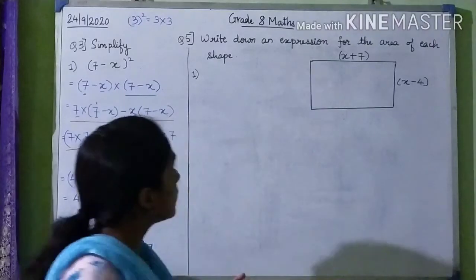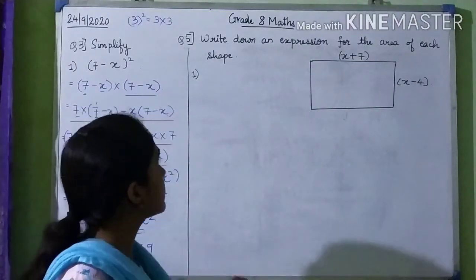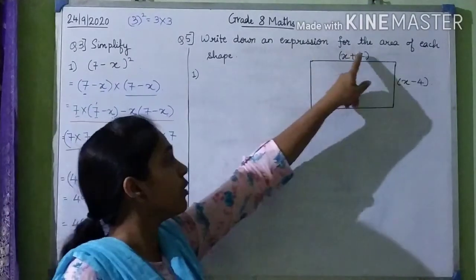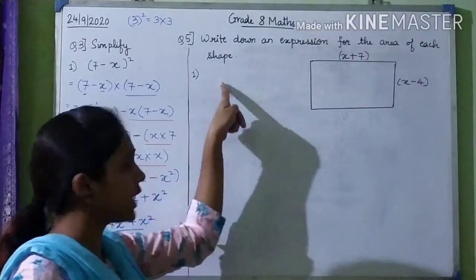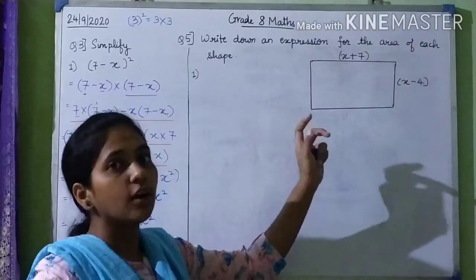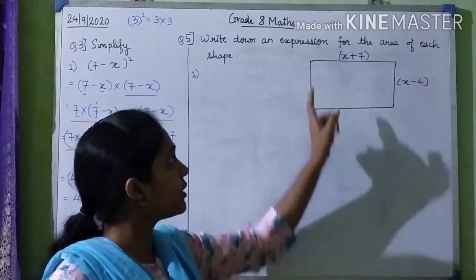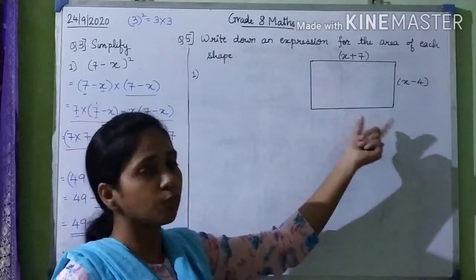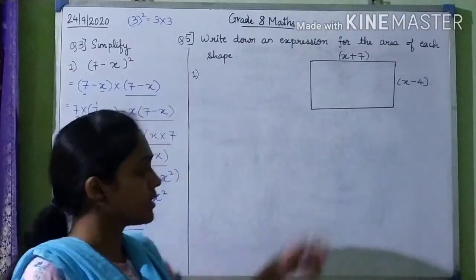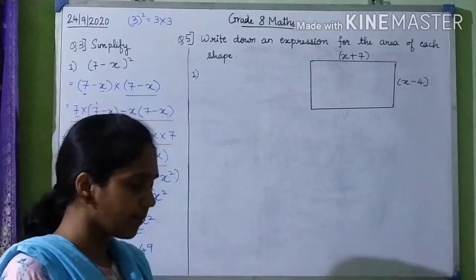So now we go to the next sum. The next question is write down an expression for the area of each shape. That means we have to write an expression for the area of this shape. So what shape is this? This is a rectangle, right? So what is the area of a rectangle formula?